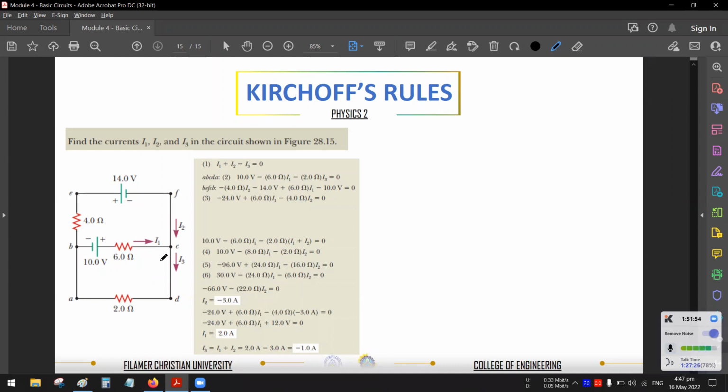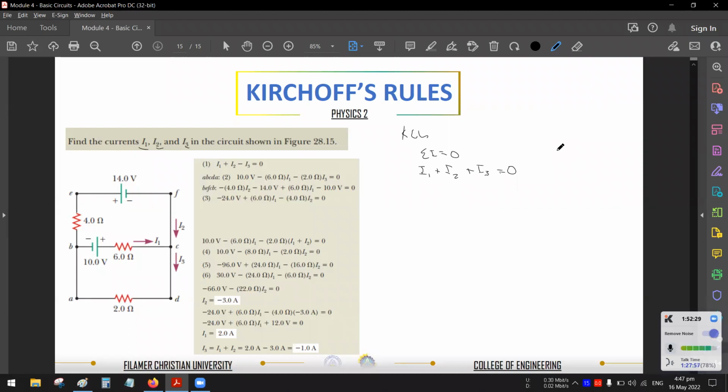Okay, so we now have one equation with three nodes. Di ba? Sa KCL natin, Kirchhoff's current law, summation of current should be equal to 0. So meron tayong I1, I2, and I3 na node. So therefore, meron tayong equation na I sub 1 plus I sub 2 plus I sub 3 is equal to 0. Ito na yung first equation natin.